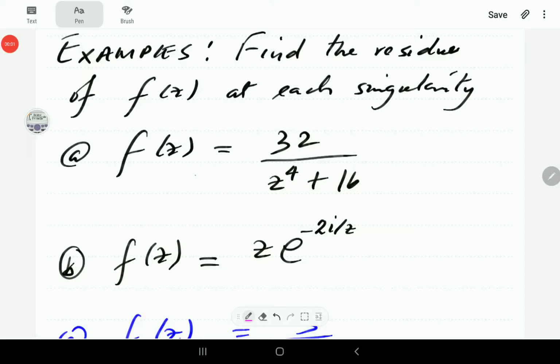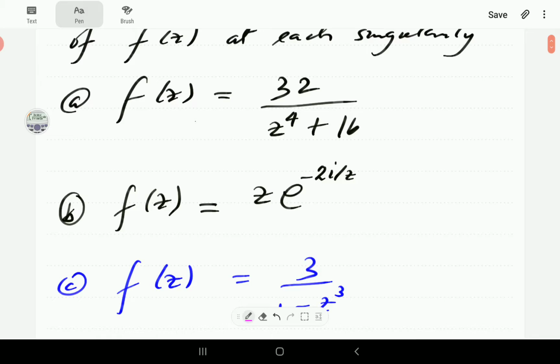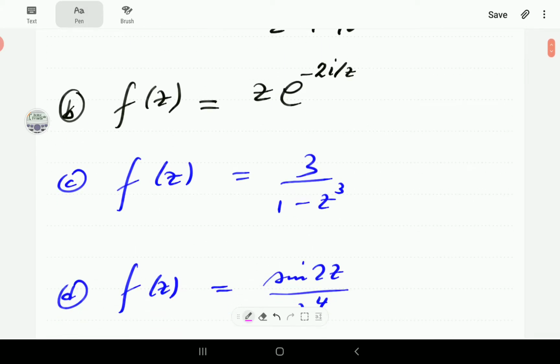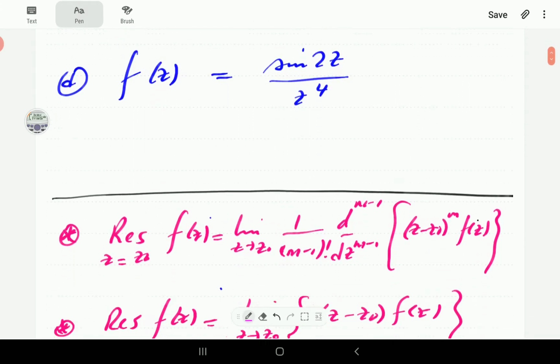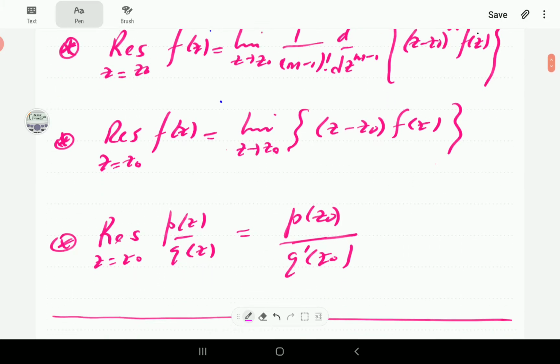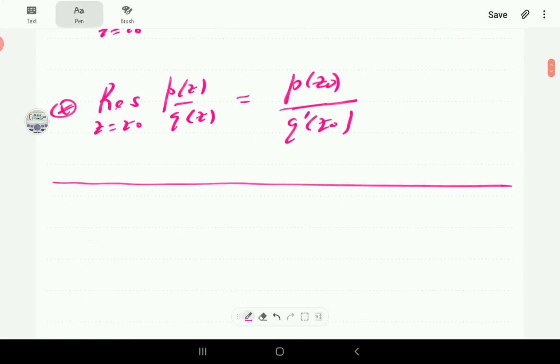Okay, in this video, which is going to be the last installment in the videos on residues, we're going to do some more examples of how to find residues of complex functions. So here are the functions we're going to find the residues of, and here are the formulas that we are going to be using.